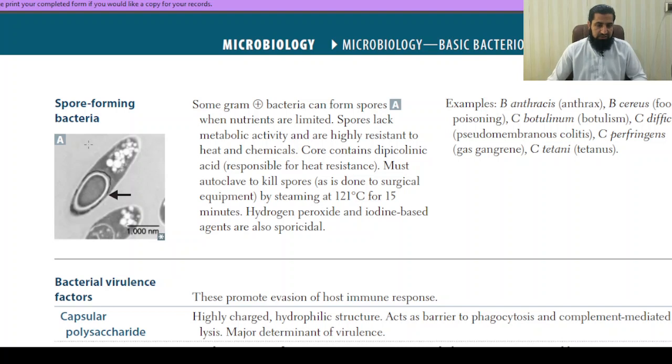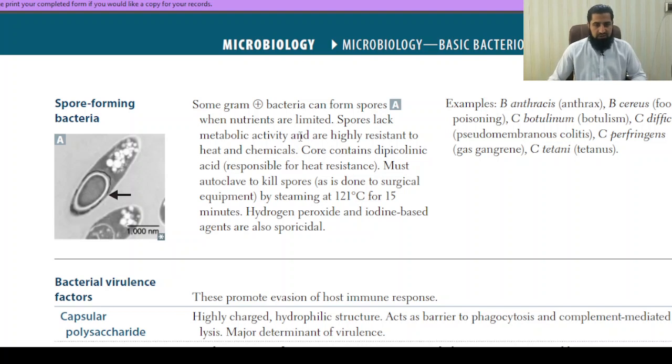Spore forming bacteria. Some gram-positive bacteria can form spores, as shown here. This is the spore of that bacteria. This is also a spore. When nutrients are limited, they will form spores.